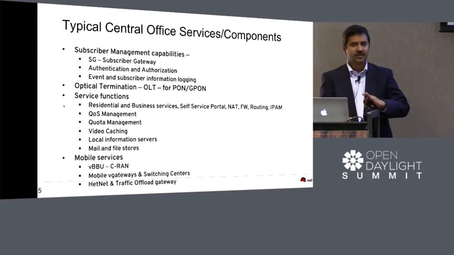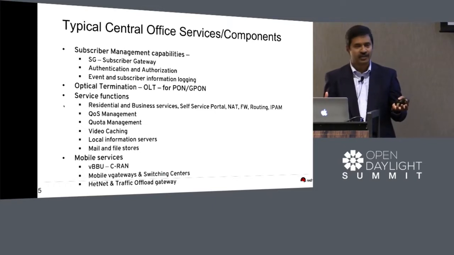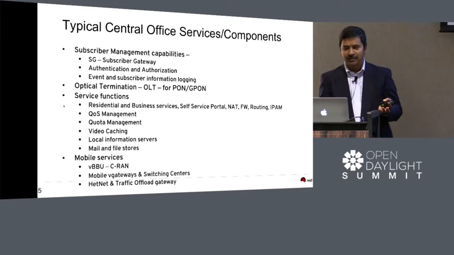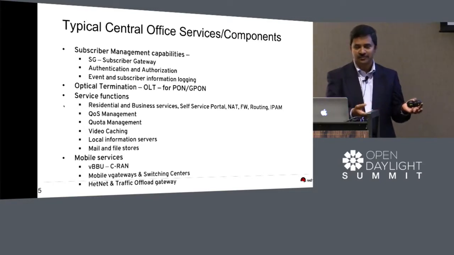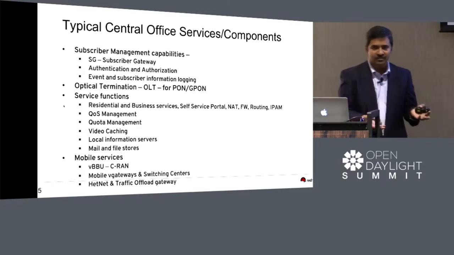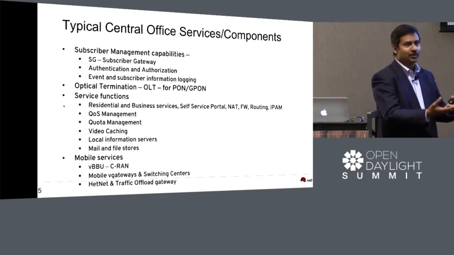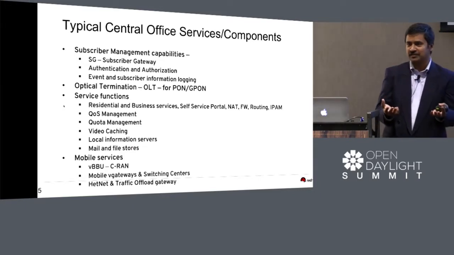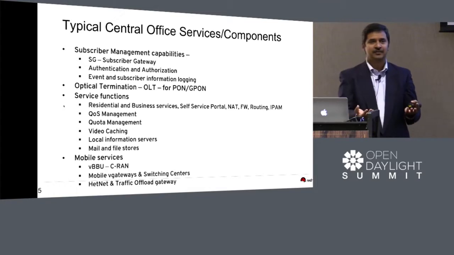Portals, NAT, firewall, routing that allow you to actually service chain that information together. QoS management, quota management, billing capabilities, caching, local information servers for content, mail and file stores. And then if you talk about putting mobile gateways in there, then there are a whole bunch of mobile services that are associated with it that reside in a typical central office.